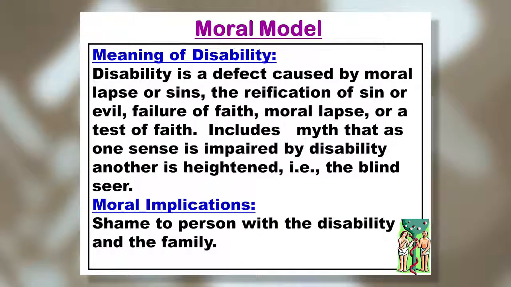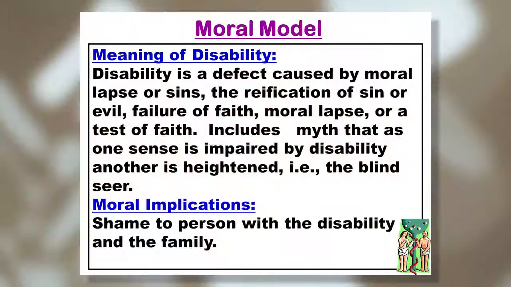And sometimes in this model, it includes the myth that as one sense is impaired, such as sight, another sense is heightened. And we see this, for example, in Greek literature with the blind seer, who doesn't have literal sight but has inside sight. The moral implication of the moral model is that it brings shame to the person with the disability and often to the family or maybe even the whole community.